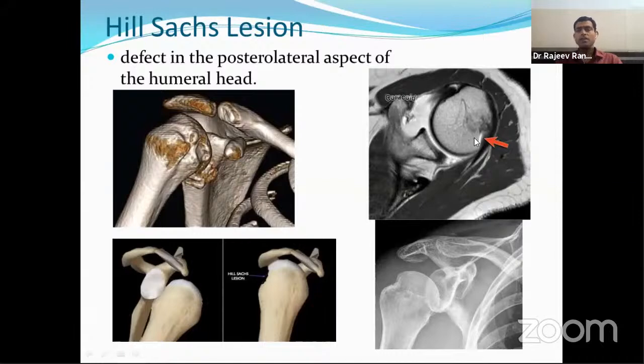In this MRI slide, we can also see the defect in the posterolateral part. CT scan depicts it the best. We can also quantify that. The normal AP X-ray can also show the Hill-Sachs lesion.